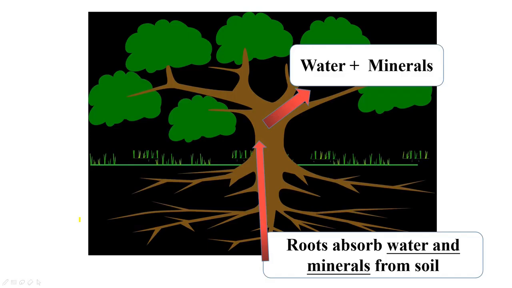So we already know that roots absorb water and minerals from soil for the process of photosynthesis. Now it's time to understand how these nutrients are replenished in the soil, because if the plant continues to take up the nutrients, a day will come when all the nutrients will be lost from the soil. So we are trying to understand how these nutrients are replenished or restored in soil.